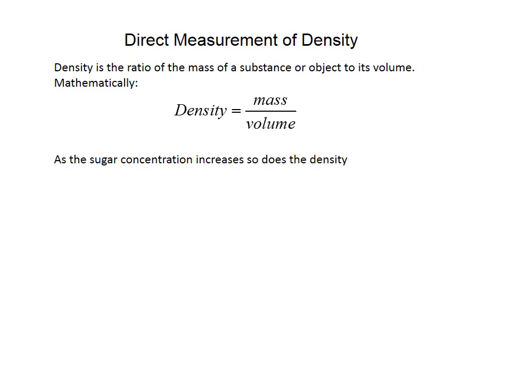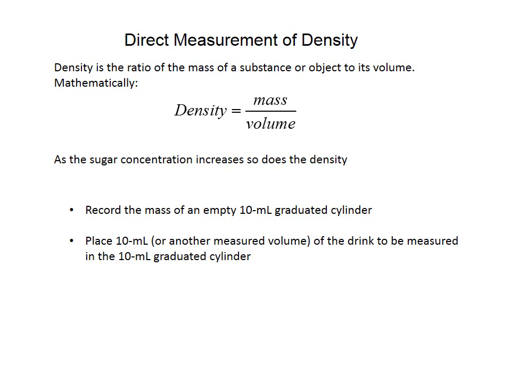In this direct measurement, what we're going to do is record the mass of an empty 10 milliliter graduated cylinder. You have one in your drawer. You'll take it, put it on the balance, get the mass of it. And then what we'll do is put 10 milliliters, it might be another volume of that drink, it could be 8 or 9 or whatever, just make sure you record it well.